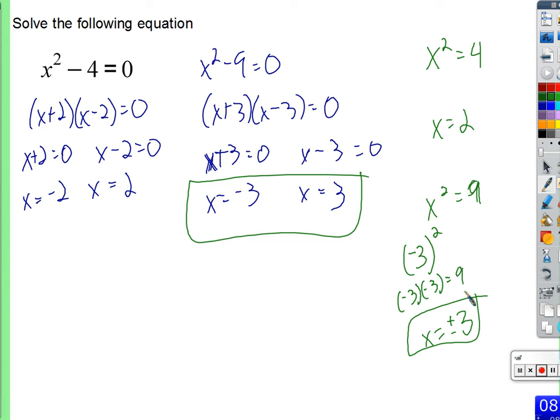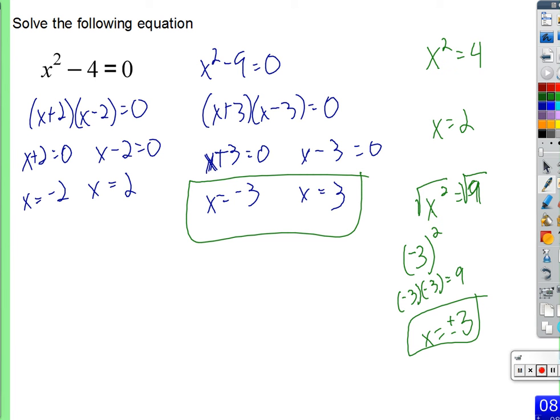So when we take the square root of both sides in an equation, normally we would say the square root of 9 is 3, but when we're trying to solve an equation, when we're trying to find a number that we'll plug in for x and make the equation true, it turns out that 3 squared is 9, but also negative 3 squared is 9. So we need to include both. Okay?